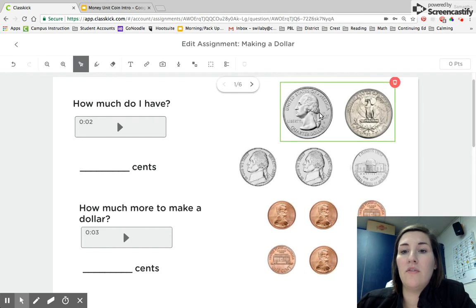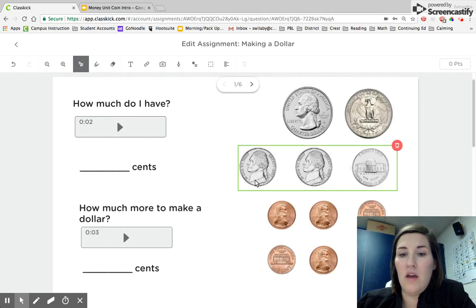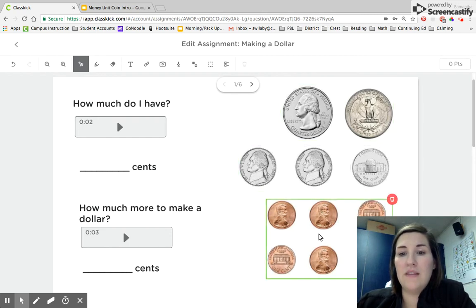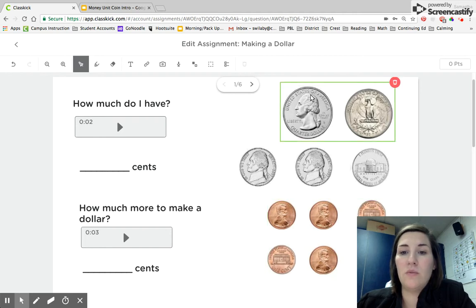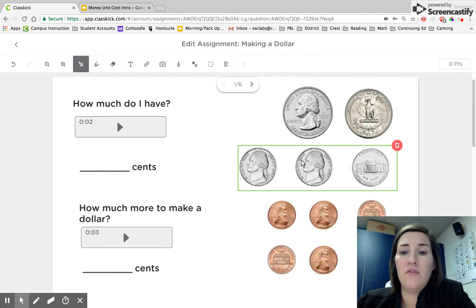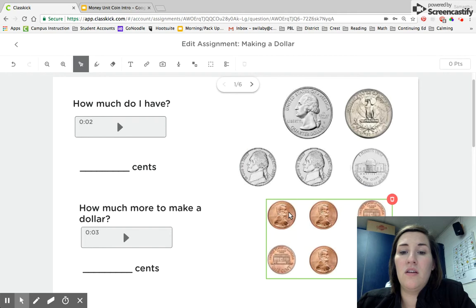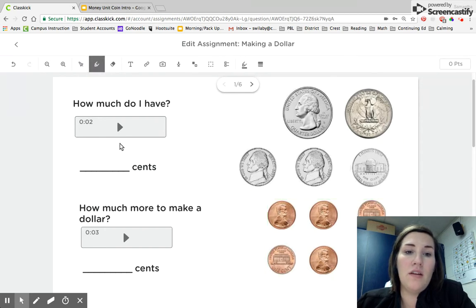So right here I have 2 quarters, I have 3 nickels, and 6 pennies. So if I count these ones, 25, 50, 55, 60, 65, 66, 67, 68, 69, 70, 71. So when I'm writing on here, I would write that I have 71 cents.